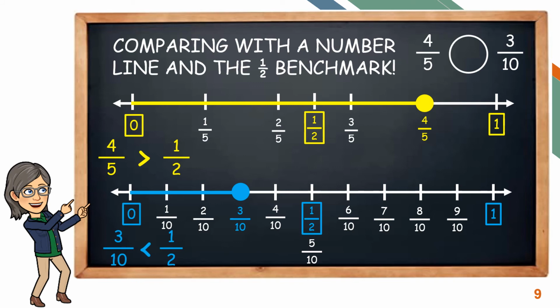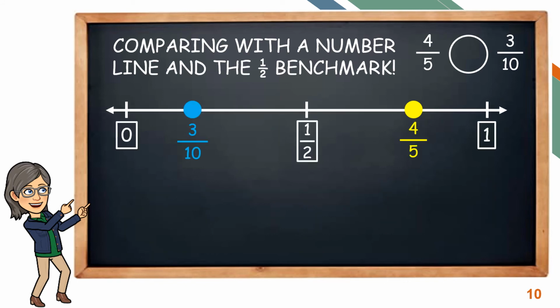Let's look at the two white boxes and review what we just found out. The first box says that 4/5 is greater than 1/2, and the other box says that 3/10 is less than 1/2. So 4/5 must be greater than 3/10.